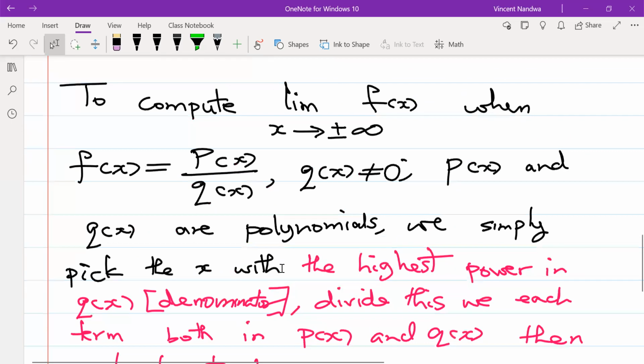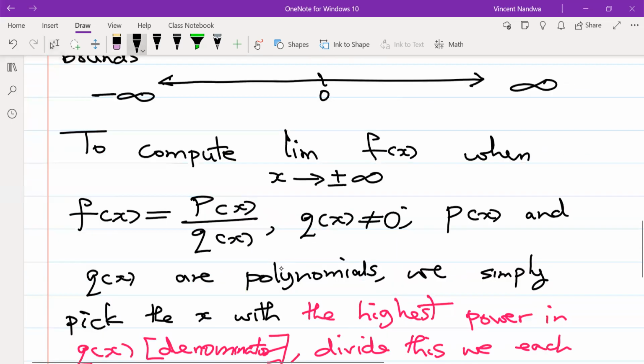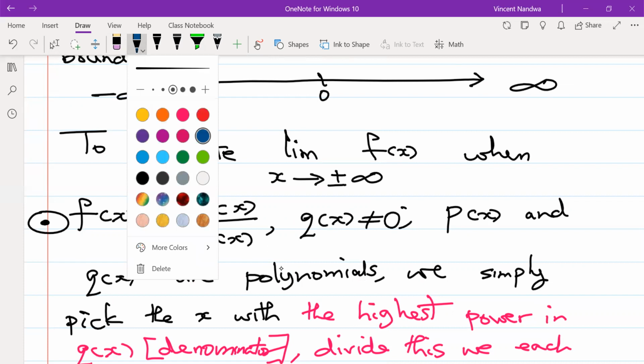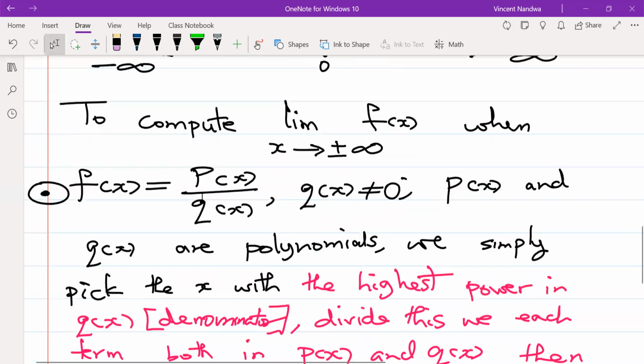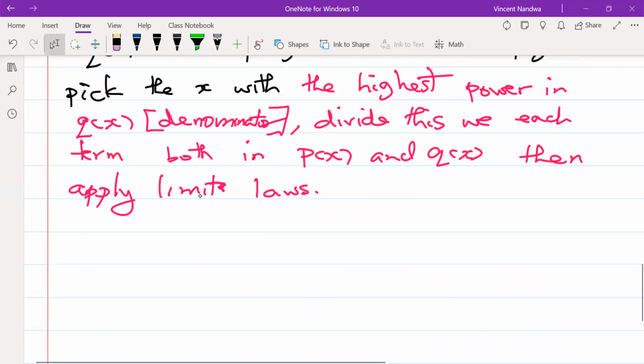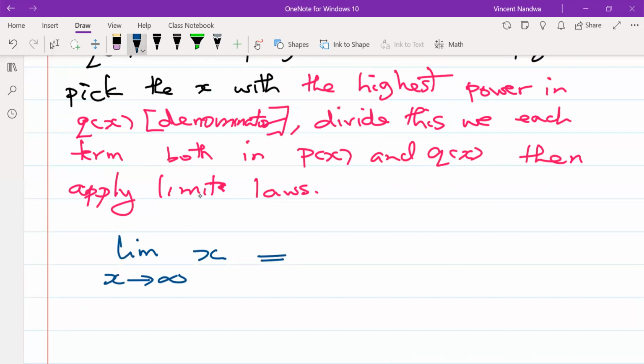So the note that we are giving here is simply applicable to limits where x is approaching plus or minus infinity and the function is written as a quotient of two polynomials. So let's say, for instance, we are asked to compute the limit as x approaches infinity of x. What will be the value?